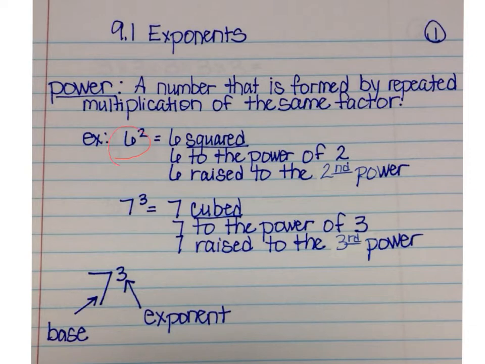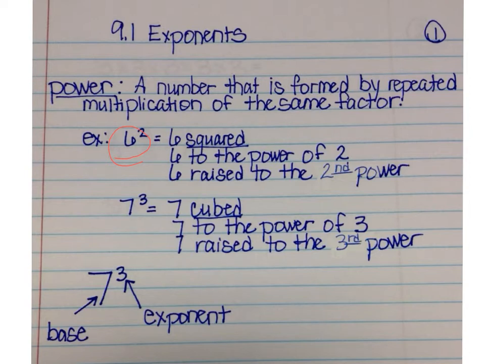So if we had a number that looked like that, with this big 6 and a little 2, you would say that's 6 squared. 2's have a unique way of being called. So it's 6 squared, or 6 to the power of 2, which goes with any number. You can use that with any number to the power of whatever number that it is, or 6 raised to the second power, or a lot of people just say 6 to the second power, kind of shorten that up.